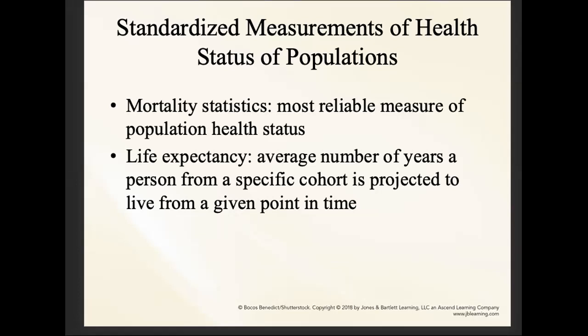So again, we talked about that in chapter 1. The leading causes of death were communicable and somewhat preventable, and now we're seeing more lifestyle diseases that occur over us living longer. Life expectancy is the average number of years a person from a specific cohort is projected to live from a given point in time. So that cohort can be based on race, gender, culture, location, etc.